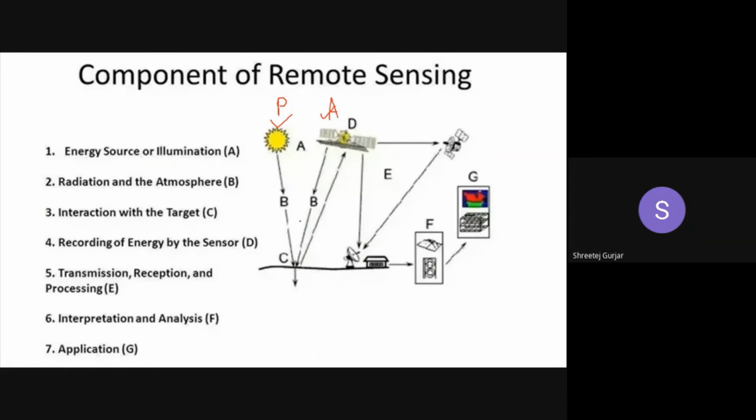The third one is the interaction with the target. Here you can see it is interacting with the surface of the earth or any object that we are interested in. Then that energy is reflected back. It reaches the satellite and the sensor, and that records that particular data. Recording of energy by the sensor is the fourth part. Then the fifth, I have told you, we transmit the data from the satellite or from the aircraft to the ground station. So that is the E part.